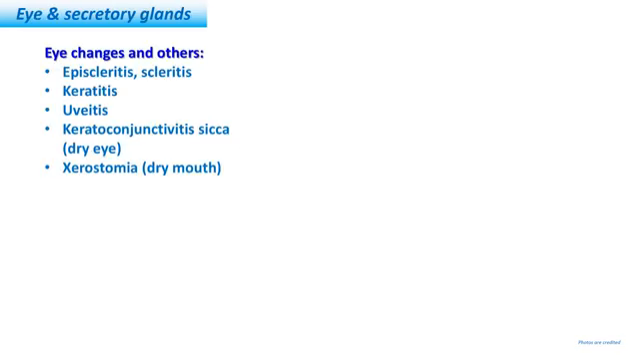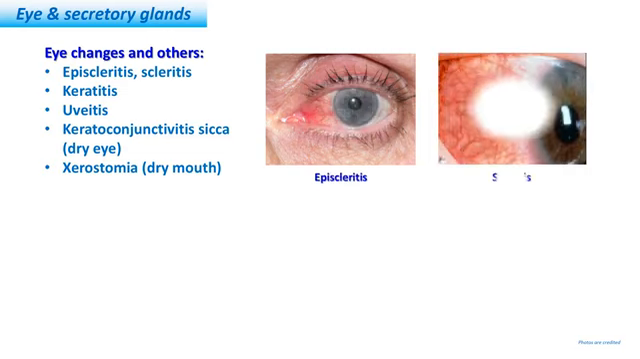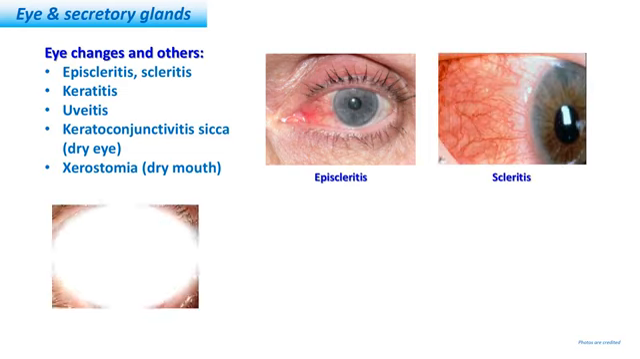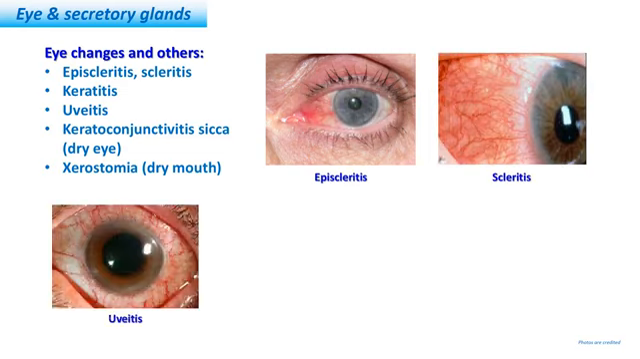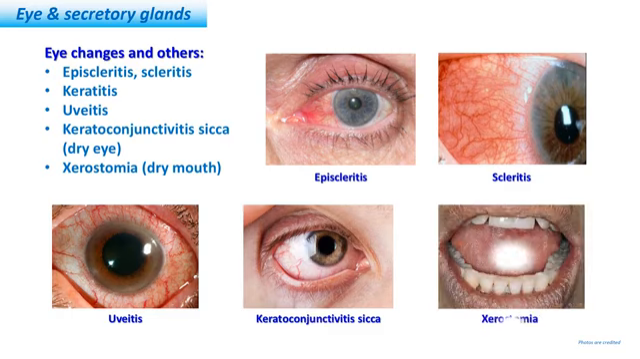Come to the eye changes. Regarding eye changes, we know in rheumatoid arthritis there is a chance of episcleritis, scleritis, uveitis with keratitis, keratoconjunctivitis sicca or dry eye, and xerostomia or dry mouth. These are common changes, eye changes and secretory gland changes, that occur in rheumatoid arthritis patients.